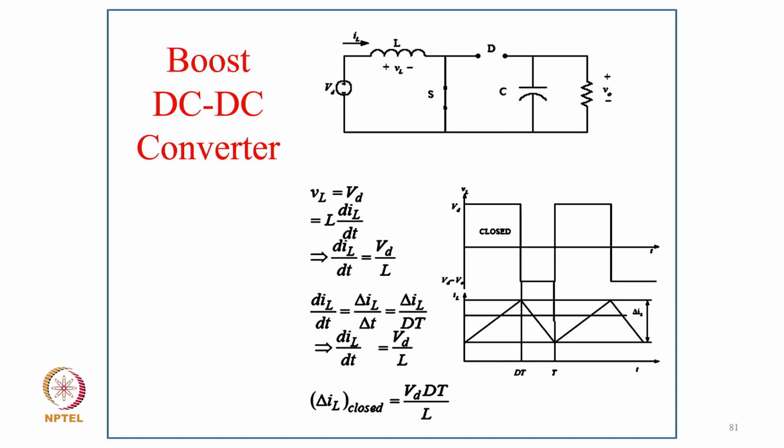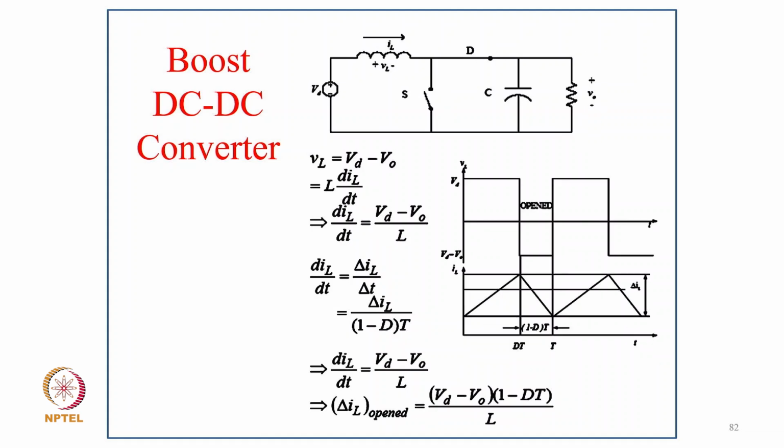Now coming to the different modes of operation. When the switch is closed, you can see the diode is open circuit, and we look at the inductor current and inductor voltage. So VL equals VD during switch on, and that is equal to L dIL/dt, or dIL/dt equals VD/L. With ΔIL over D·T, the change ΔIL closed equals VD·D·T/L.